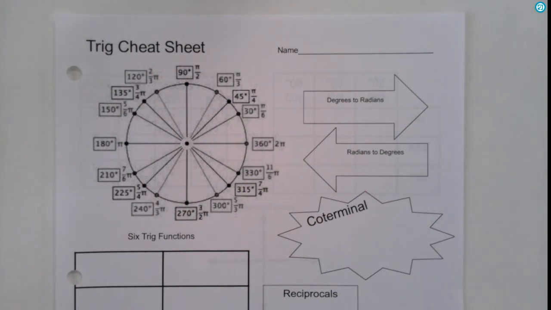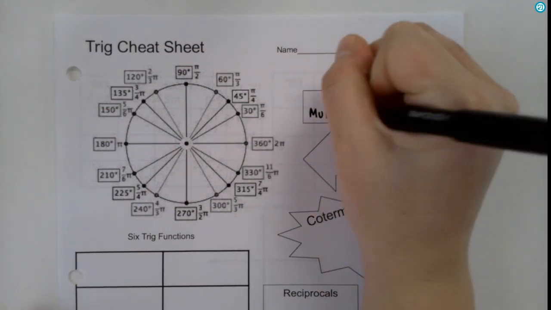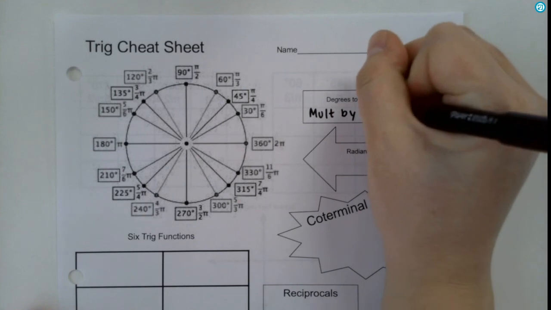Today, third hour. Okay, so first thing that you need to know, in the first 4 questions on the review, the first 2 questions on your test, quiz, whatever we're calling it, is to convert from degrees to radians and radians to degrees. In order to convert from degrees to radians, you need to multiply by pi over 180 degrees.